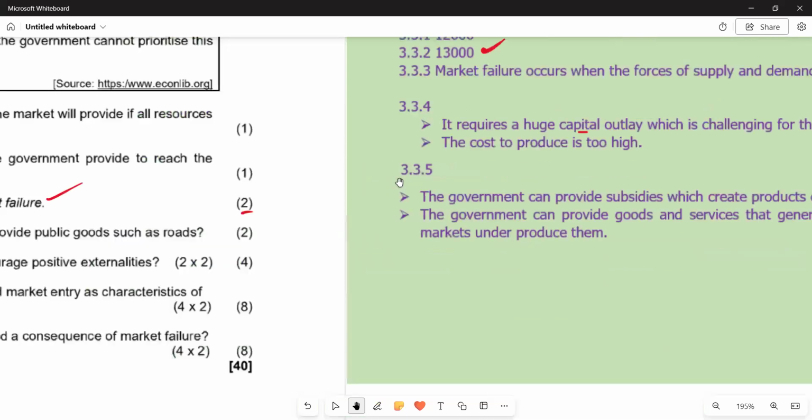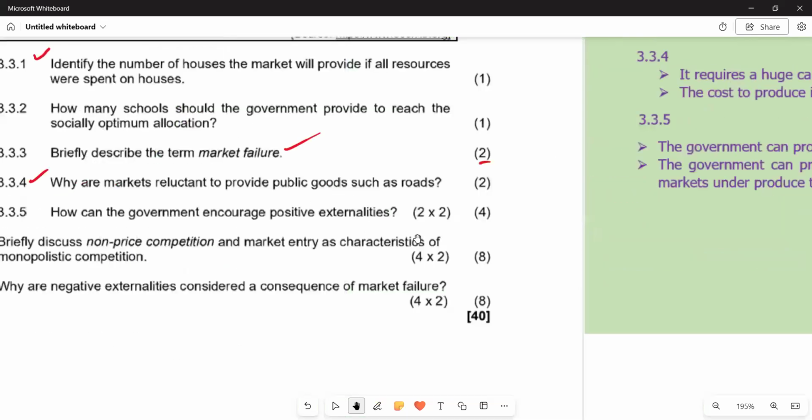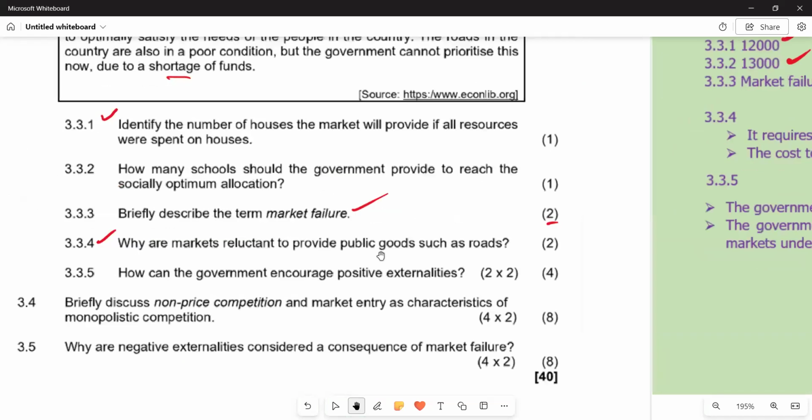Then we go to the next question, which is the last according to this video on market failure, 3.3.5. We are now here, and it reads, how can the government encourage positive externalities? You would see that we have a term which is key in this question, positive externalities. We need to understand what exactly we mean by positive externalities.